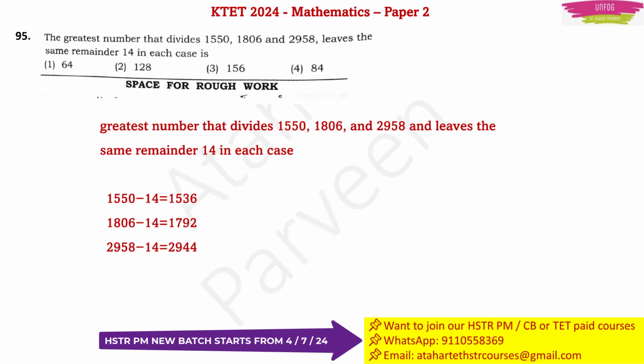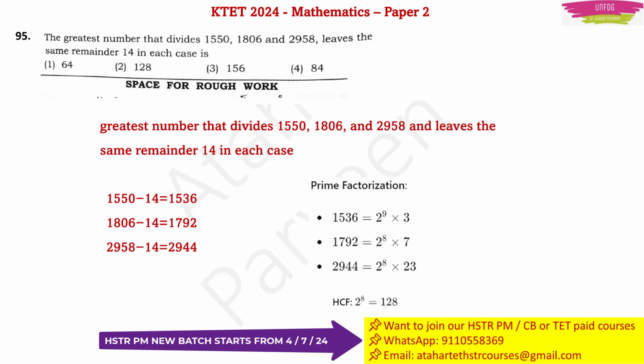Now these 3 numbers you have to do prime factorization. That is a HCF. You have to find out the highest common factor by doing the prime factorization method. So here clearly you can see that 2 to the power 8 is the exponential number which is coming in the prime factorization for all the 3 numbers. So directly our HCF will be 2 to the power 8, which will come out to be 128, which is option 2.